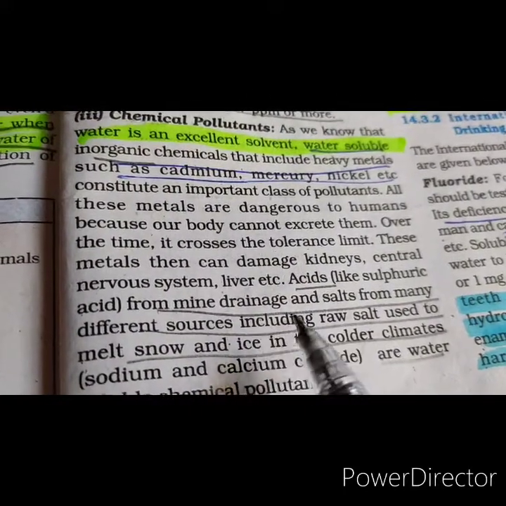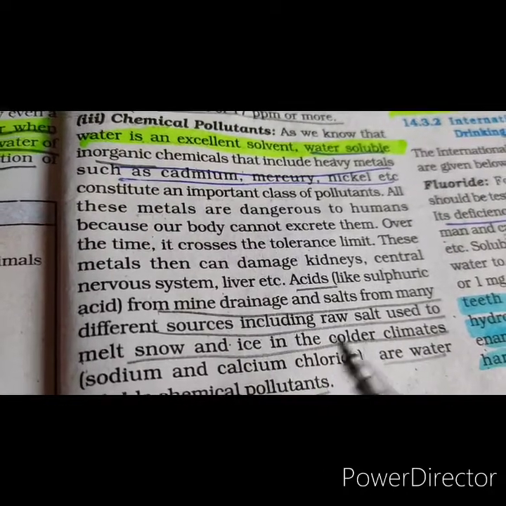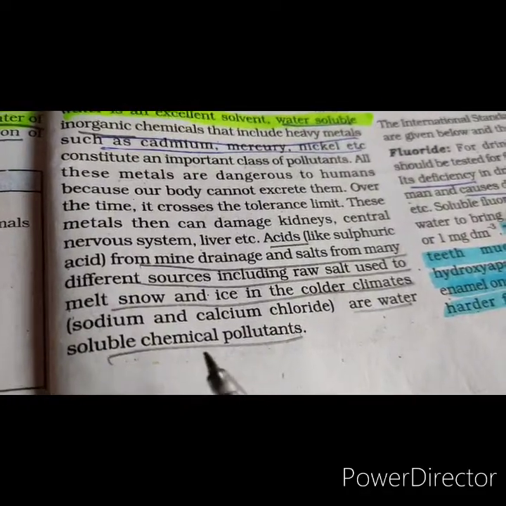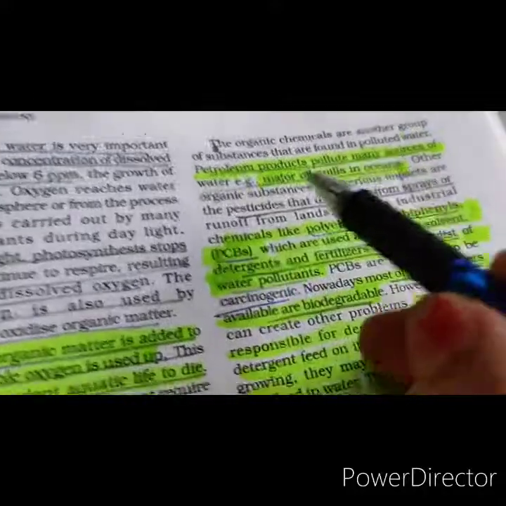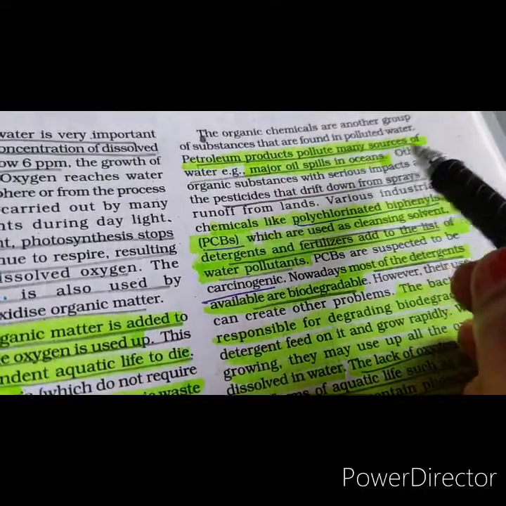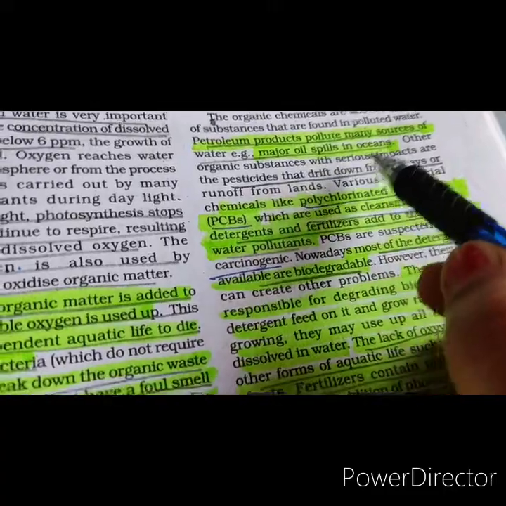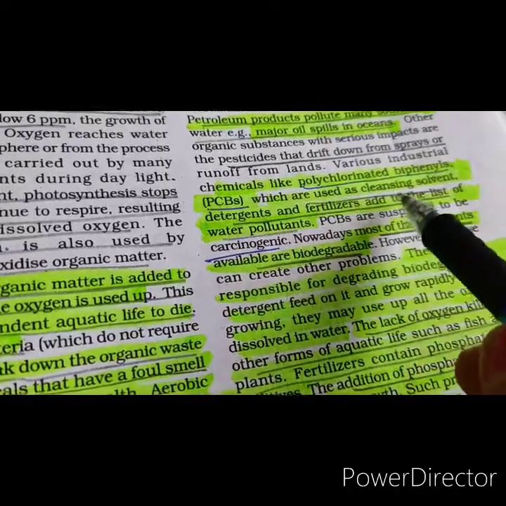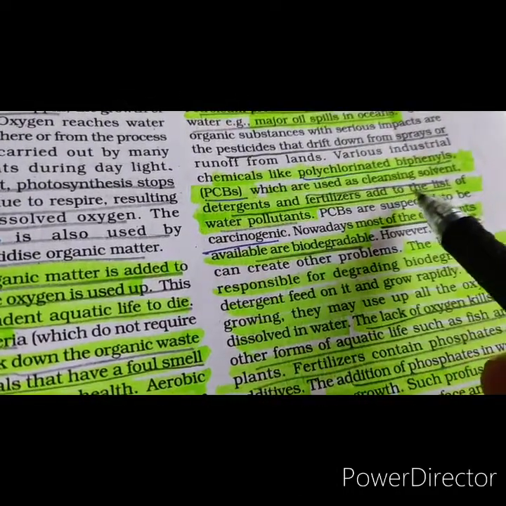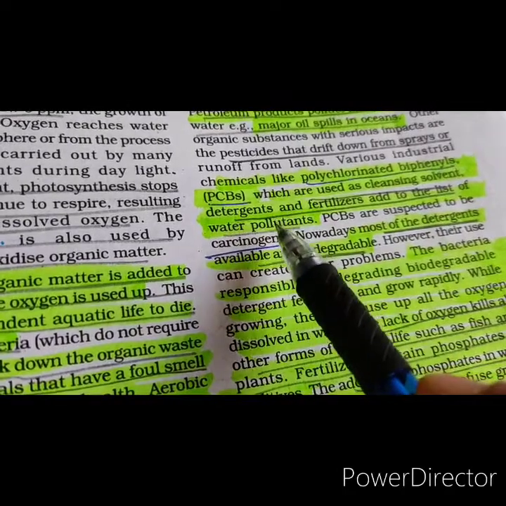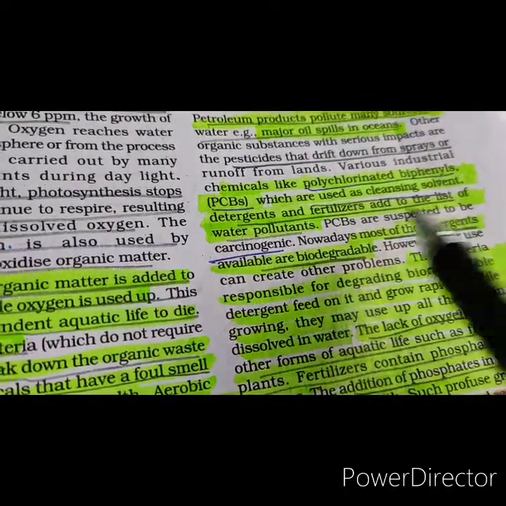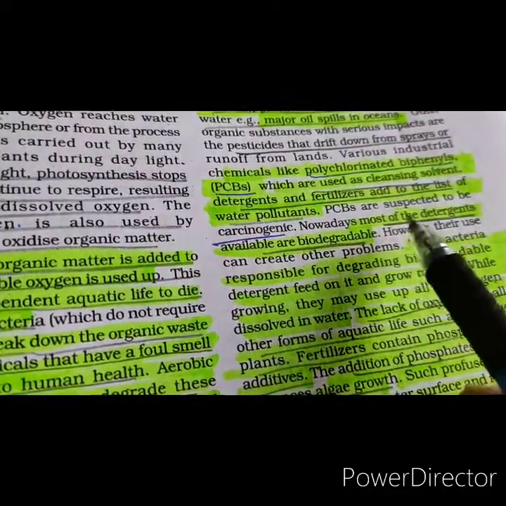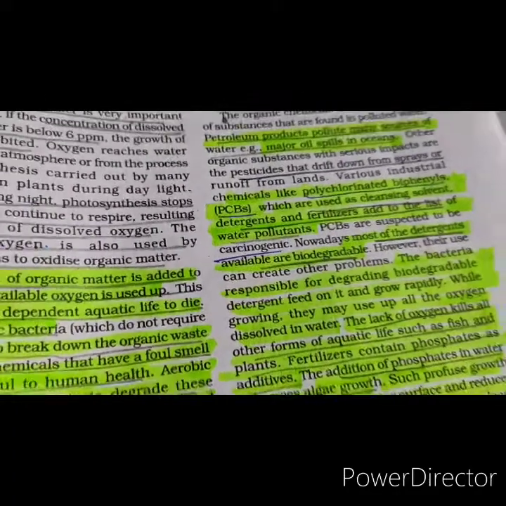Now acid from mine drainage and salts from many different sources, including raw salt used to melt snow and ice in colder climates, are also chemical pollutants. Now we see that petroleum products also pollute many sources of water, for example the major oil spills in oceans. Then we have various industrial chemicals like polychlorinated biphenyls. They are used as cleansing solvents. Then detergents and fertilizers add to the list of water pollutants. These polychlorinated biphenyls, which are used as cleansing solvents, are suspected to be carcinogenic also, right?